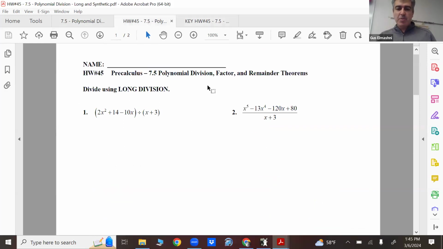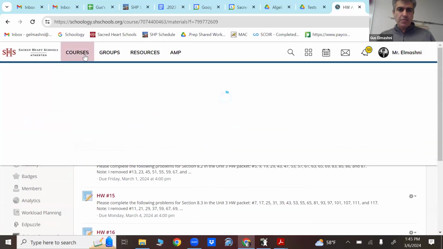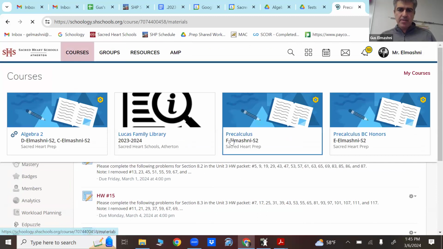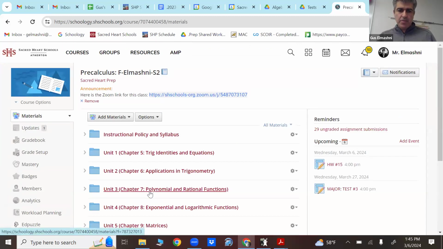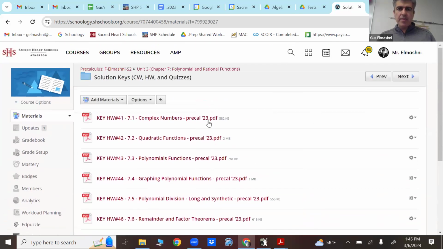The answer key's right there, which should be already posted to Schoology. Let me just double check Schoology really fast. Precalculus, Chapter 7. Yeah, answer key's right there.